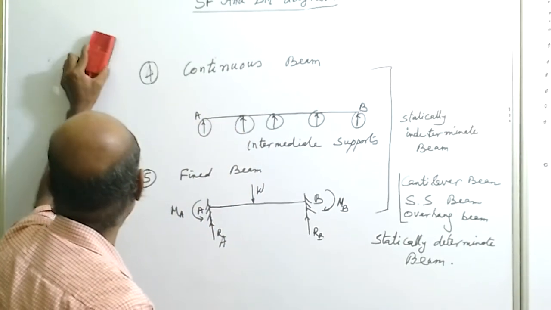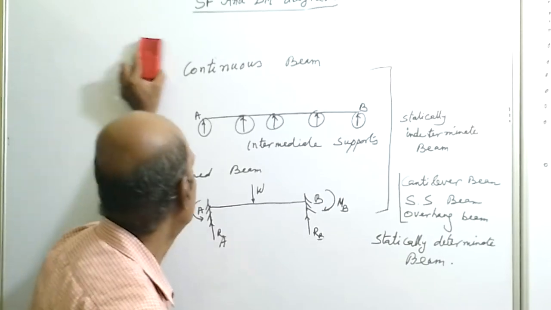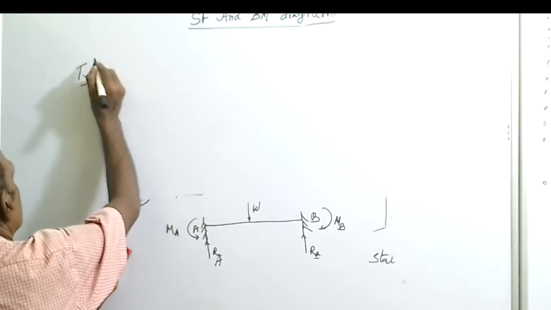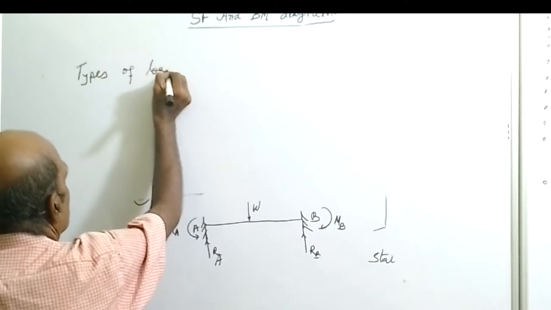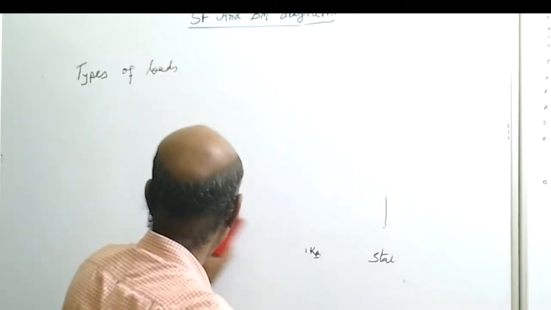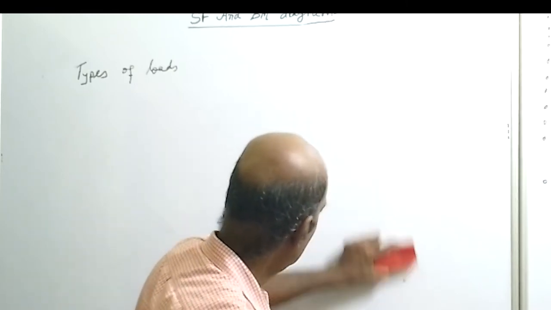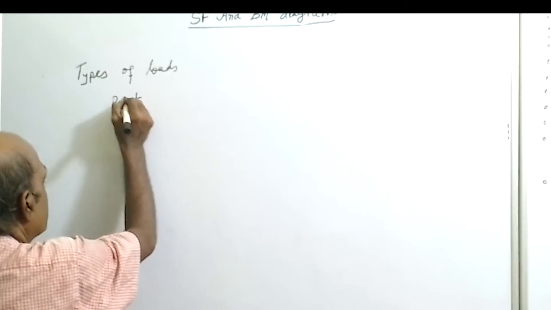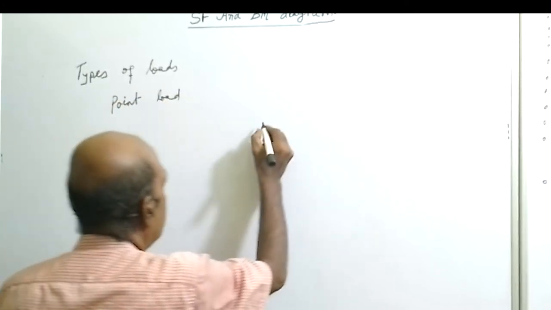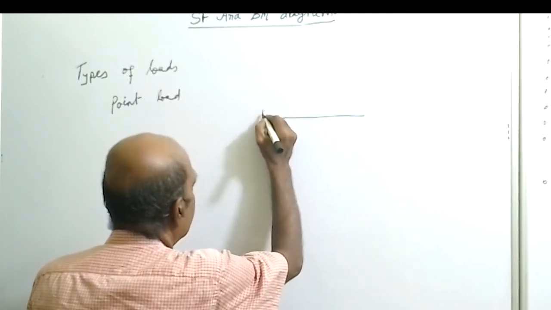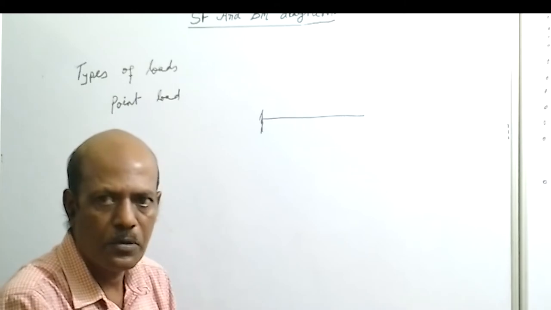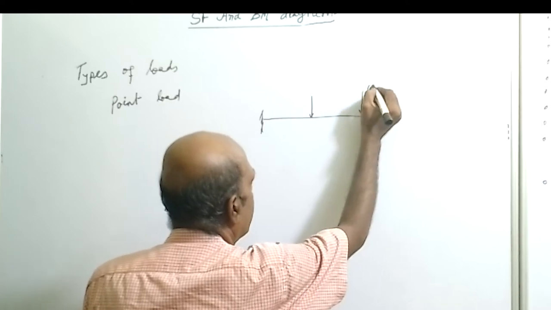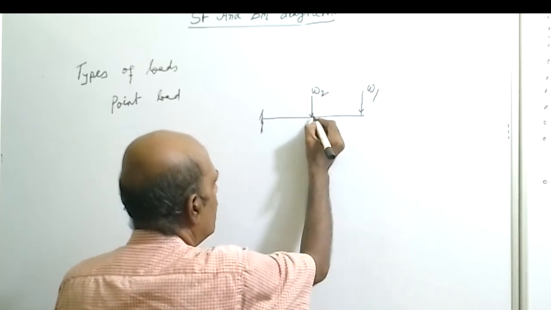Now we will go to the types of loads acting on the beam. In this, the first type of load is called a point load. Let this be the beam, a cantilever beam shown in the figure.